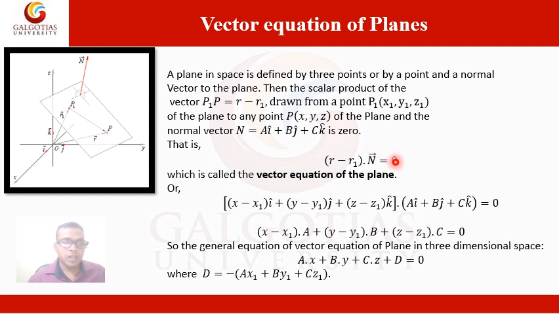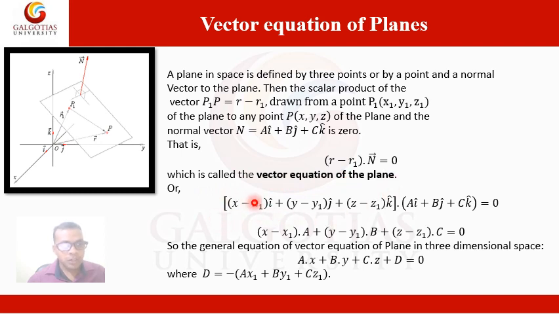In your earlier slides of vector algebra, you have learned the dot product of two vector quantities. When the angle between the two vector quantities is 90 degrees, then what should happen? It must be equal to 0. By the same concept, r minus r1 dot product with n cap, the normal vector, is going to be 0 here, which is called the vector equation of the plane.